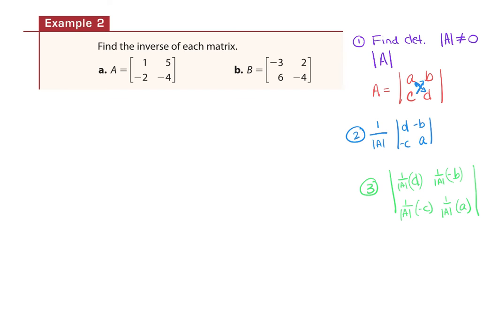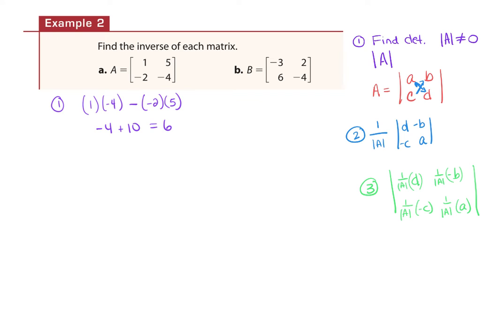So let's first do this one right here. We are going to do the inverse of A. So my first step is to find the determinant. All right, so I'm going to do it just like I would. I'm going to say 1 times negative 4 minus negative 2 times 5. Remember, first diagonal, subtract the second diagonal. So I have negative 4, and this is minus a negative 10, so this is plus 10. So my determinant here is 6.